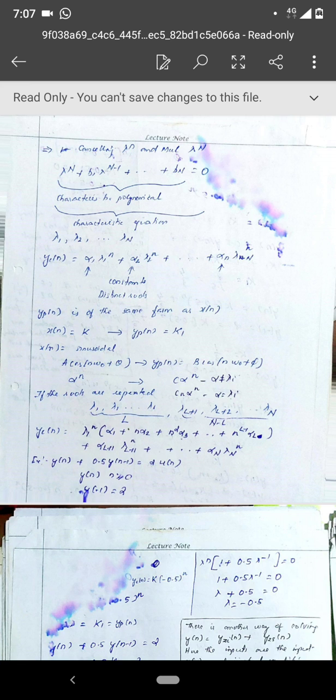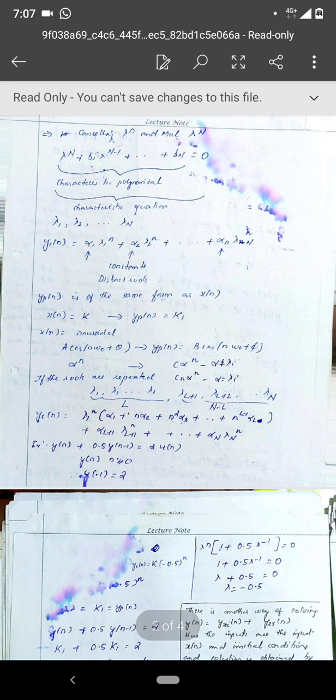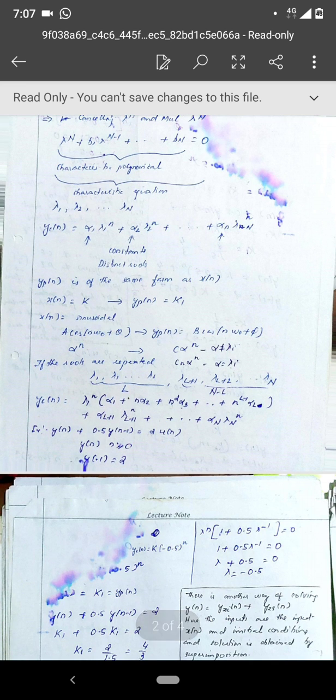Naturally this equation is of order capital N, so you can expect capital N number of roots, which are given by lambda 1, lambda 2, up to lambda capital N. Now, when you have capital N number of roots, you can expect capital N number of constants also. The constants will be alpha 1, alpha 2, up to alpha capital N. Actually it should be capital N also, N number of constants.